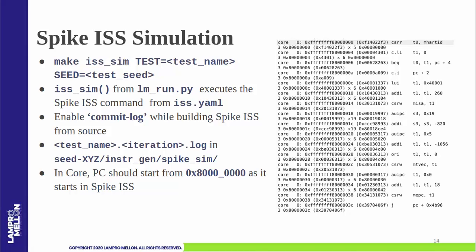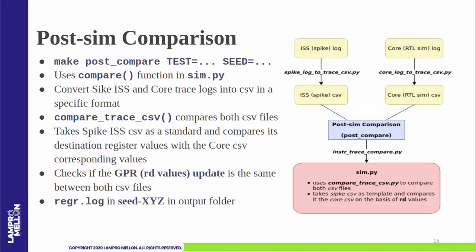An example of the Spike ISS execution log is shown at the right. It gives us the core number, PC, instruction binary and its string, privilege mode, and register and memory contents along with their addresses. Up till now, you should have execution logs from the Tracer as well as Spike ISS.